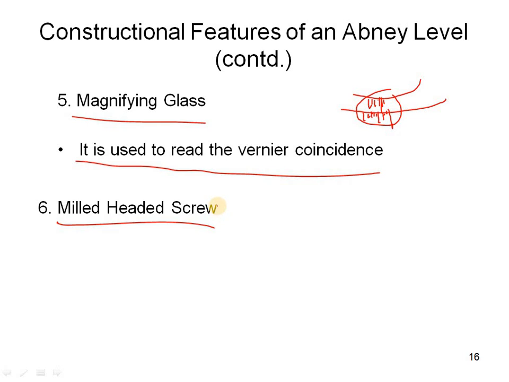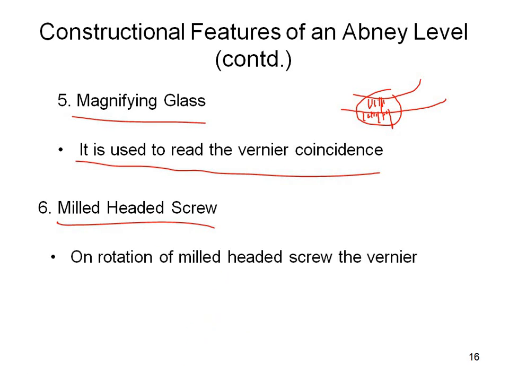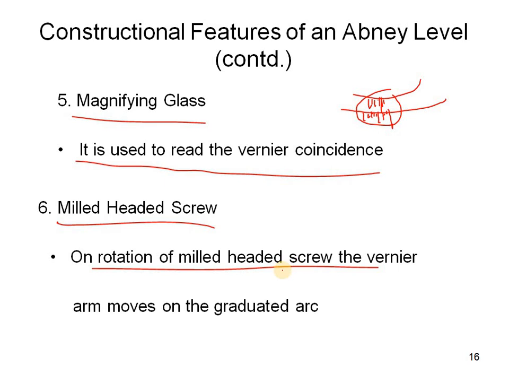And milled headed screw. This milled headed screw is used to rotate the bubble tube, or we can rotate the readings also. On rotation of the milled headed screw, the vernier arm moves on the graduated arc. That means when we rotate the milled headed screw, the vernier arm will be moving and it will settle or coincide with the graduated arc.